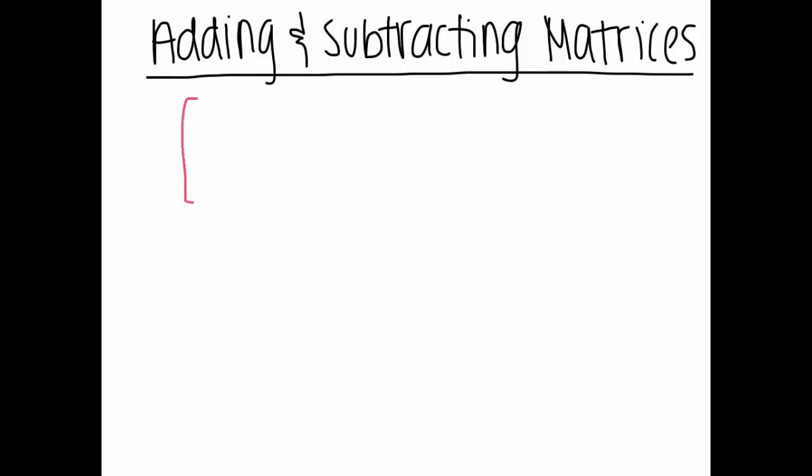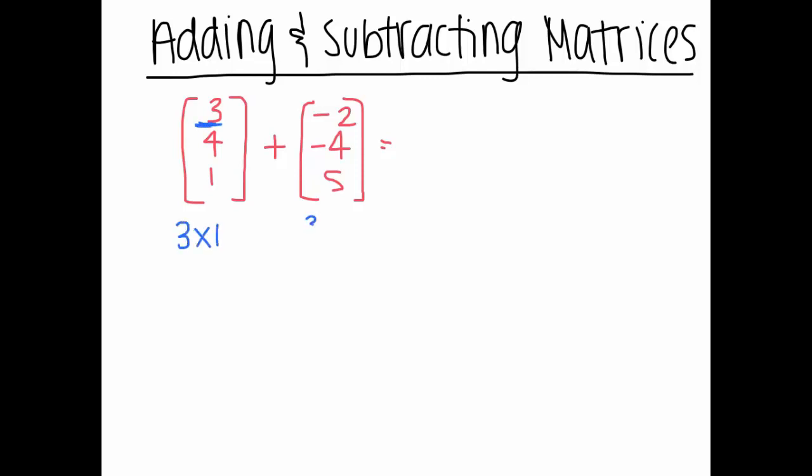So I'm going to give you this 3x1 matrix and I want you to add it to another 3x1 matrix. This is kind of intuitive because in order to add these matrices together, you are going to align the elements of each matrix. So for example, this 3 here is in the first row, first column. This is a 3x1. This is also a 3x1. And that -2 is also in the first row, first column. So we're going to align those together.